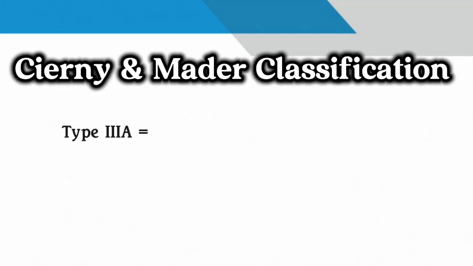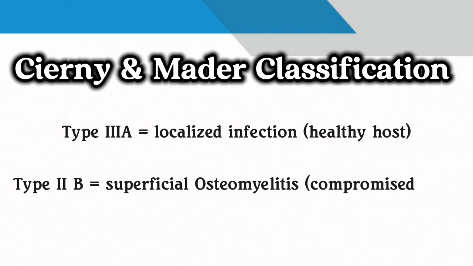Okay? The other thing is that each patient is classified using both parts, physiologic and anatomic staging. For example, type 3A is a patient with localized osteomyelitis, but he is healthy. Type 2B is superficial osteomyelitis in a compromised host, and so on. And that's all for CM classification, Cierny Mader, chronic myelitis, or more specifically, chronic osteomyelitis.